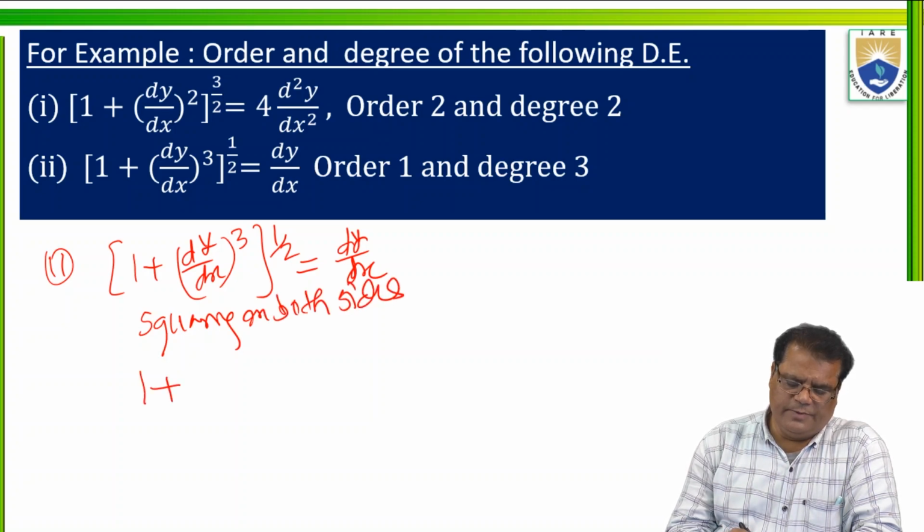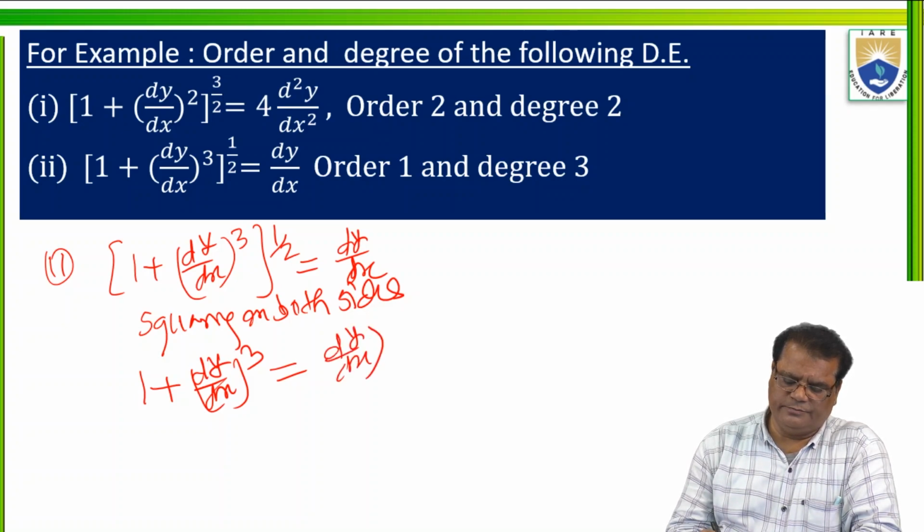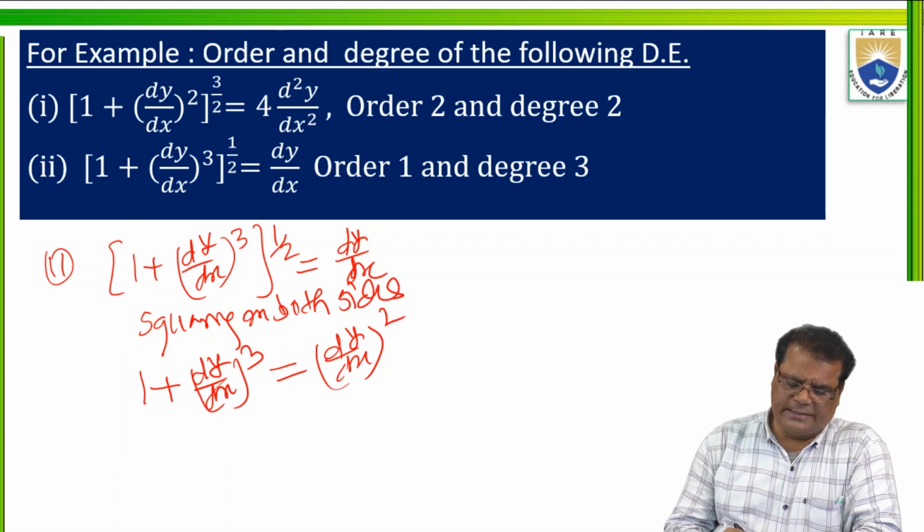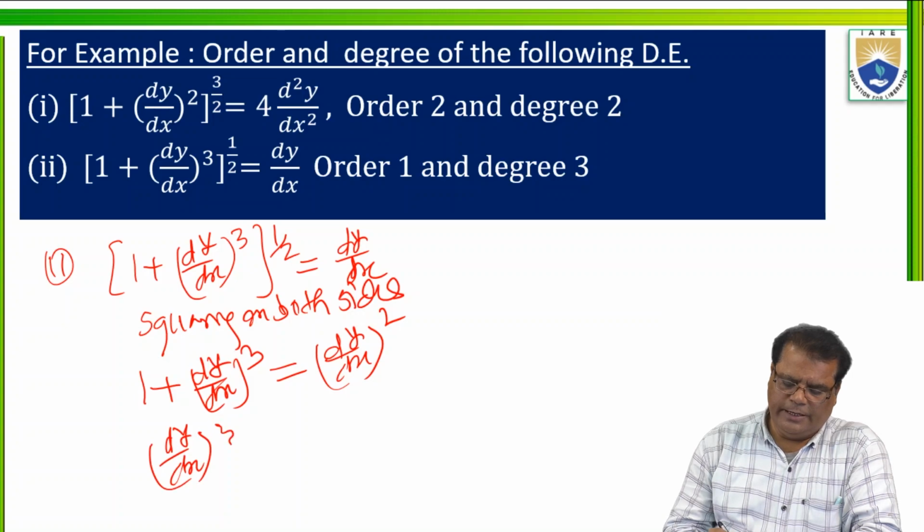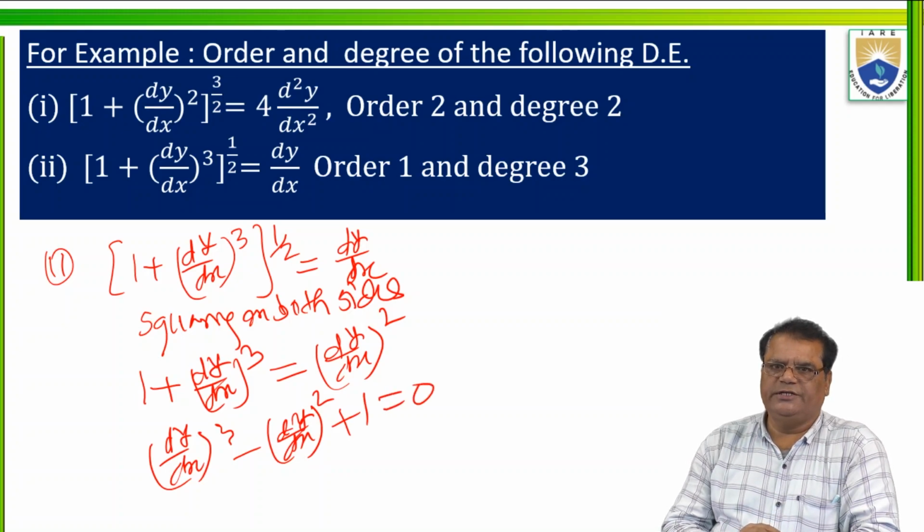So here we get (1 plus dy/dx)^3 equal to this whole square, means this 2 cancels and here is (dy/dx)^2. So now separating the terms: (dy/dx)^3 minus (dy/dx)^2 plus 1 equals 0. This is the differential equation.